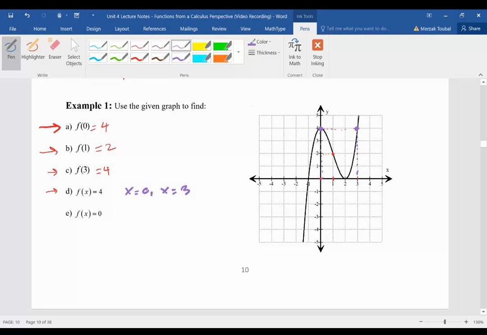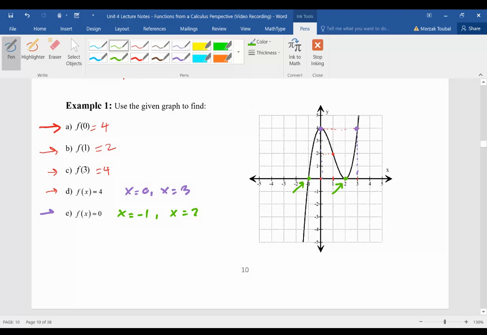All right. Example E. Find the x when y equals 0. So when y equals 0, we have 2 points where the y is 0. It's this point and this one. What is the x value that corresponds to this point? Well, this x value that corresponds to this point is -1. And the x value that corresponds to that point is x equals 2.